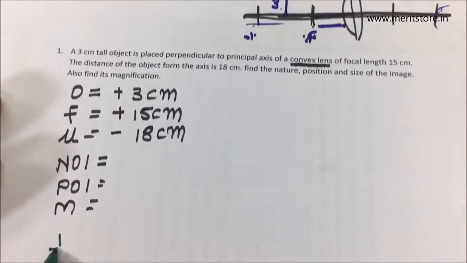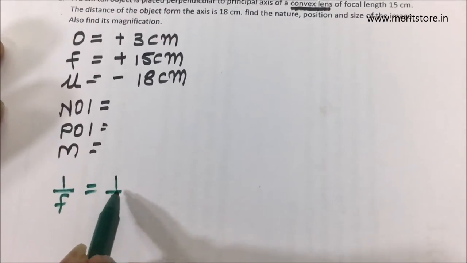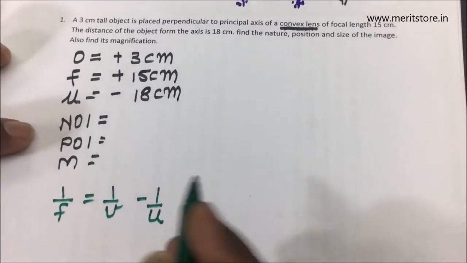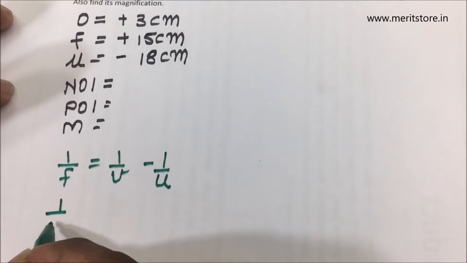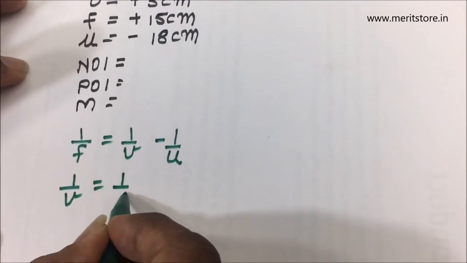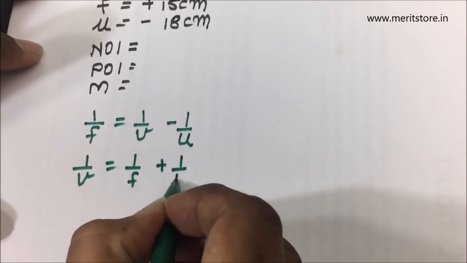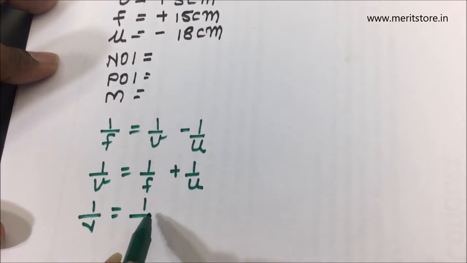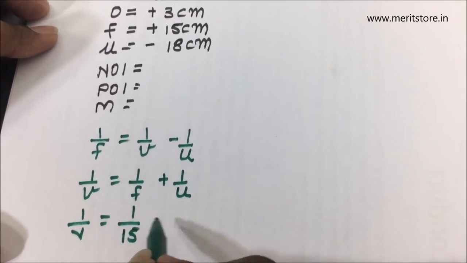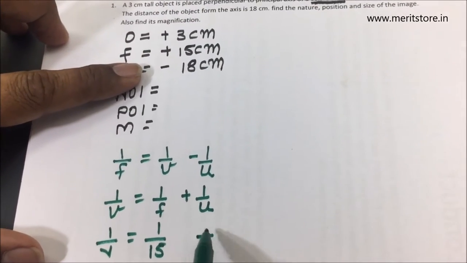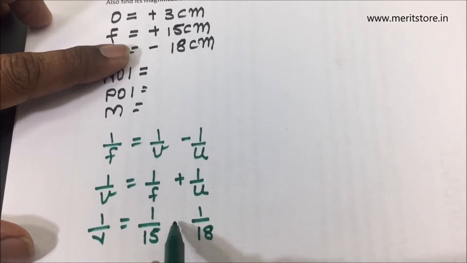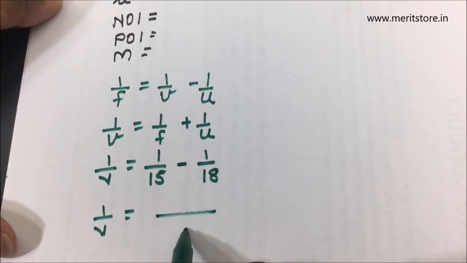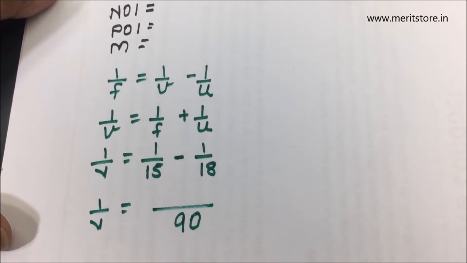So the formula that we're going to take is 1 upon f is equal to 1 upon v minus 1 upon u. What do I want over here? I want v. So I keep the v as it is. 1 upon v is equal to 1 upon f plus 1 upon u. Now I directly substitute. 1 upon v is equal to 1 upon f, 15, plus 1 upon 18, minus. There is a minus right over here. So what is the LCM? The LCM over here is 90. You're getting this, right?